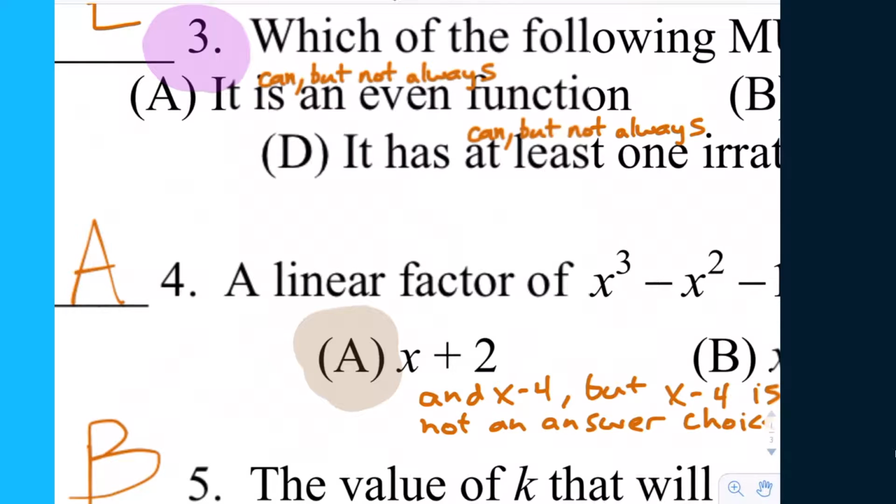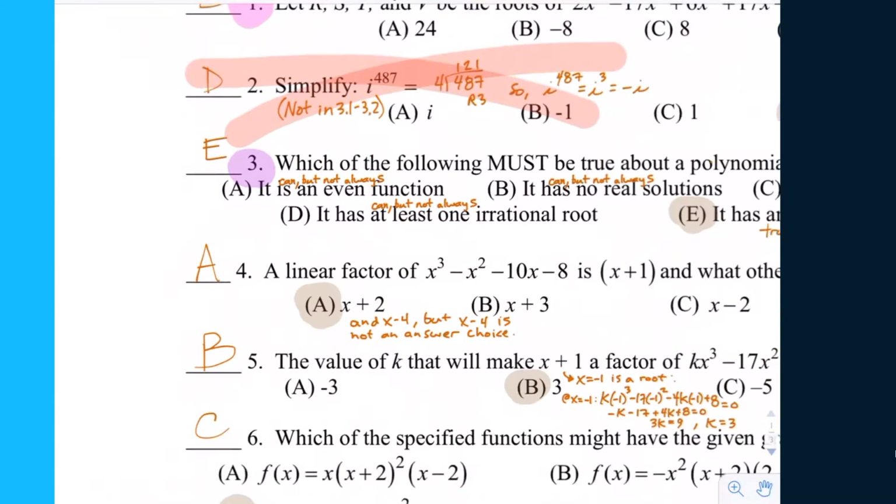So, for instance, which must be true about a polynomial of even degree? Is it an even function? Remember, even degree refers to the type of number the largest exponent is. But an even function refers to what? Symmetry, y-axis symmetry. So does every 4th degree polynomial have y-axis symmetry? No. So I put it can, but not always. So there's my explanation. That's always be true.